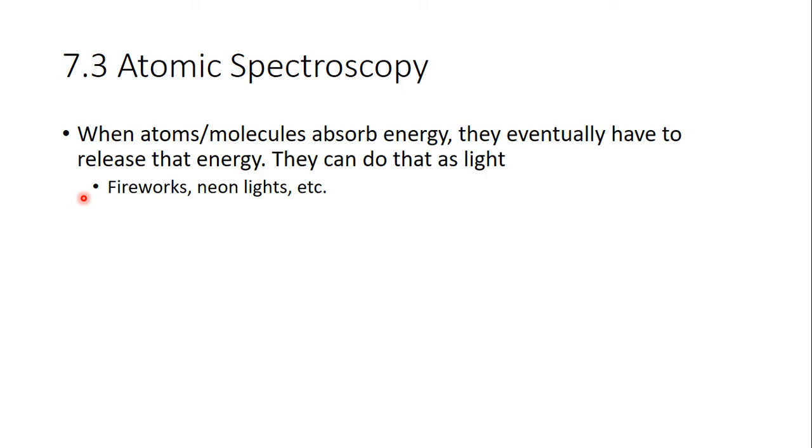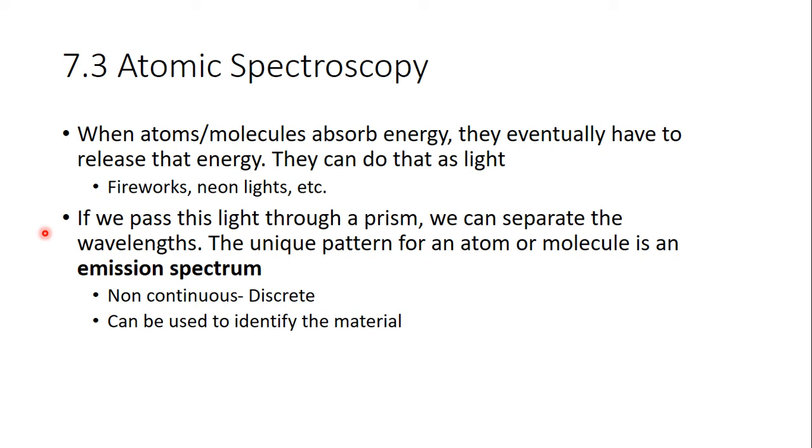And you'll know this by looking at fireworks and neon lights. That's what's happening there. And if the light that is emitted from an atom or molecule, if you separate that through a prism, you can see that each type of element has a unique pattern of light that it will give off. We call this an emission spectrum.